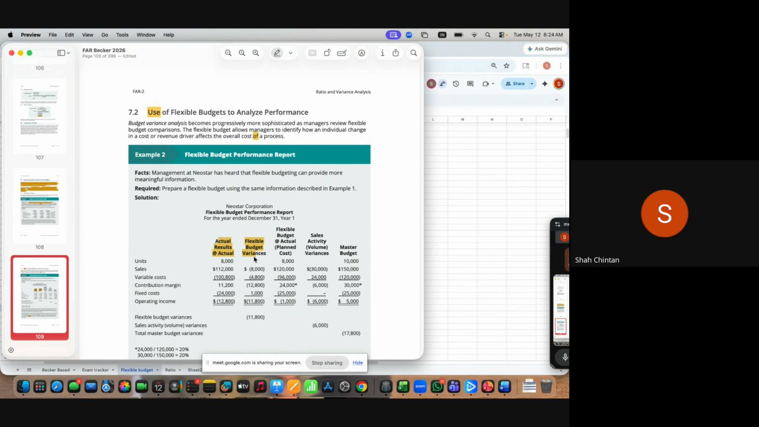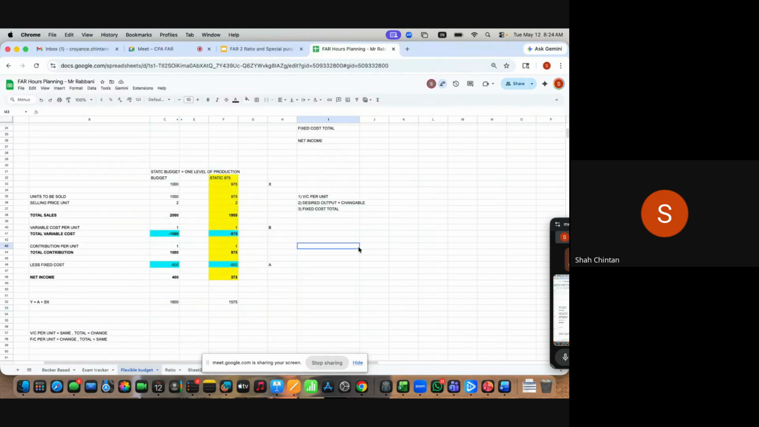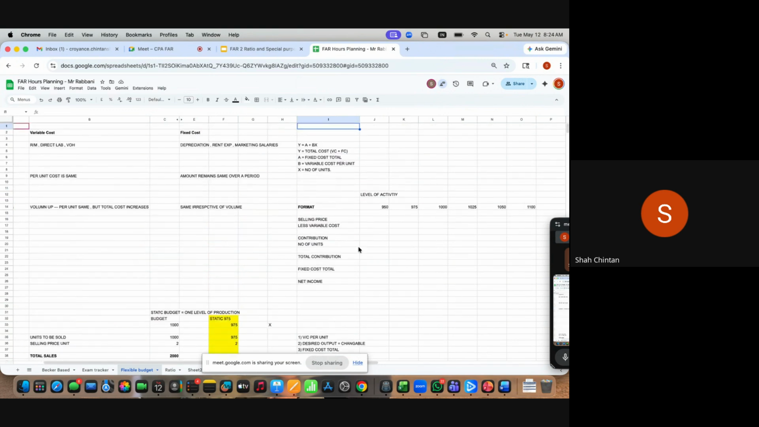y is equal to a plus bx, where a represents your total budgeted fixed cost. Let's say your budgeted fixed cost was $25,000. x represents the number of units the company has sold, that is 8,000, and b is your costing per unit, $12. So let's put this formula. y is equal to a plus bx. Now we have to find y, which is our total cost.